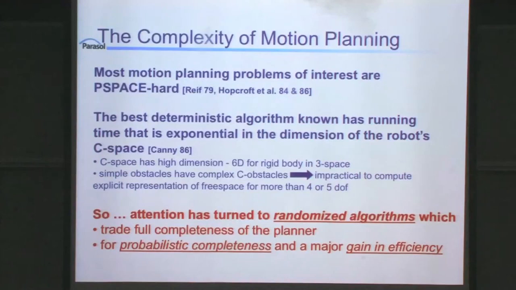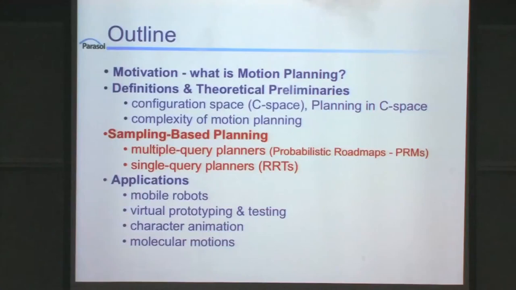What it means is that if we sample enough, and you'll see what sample means when I show you the method, you will be guaranteed that you will eventually converge on the solution. But that eventually could be very long in some problems. So now I'm going to talk about sampling-based planning and two major ways of applying it.